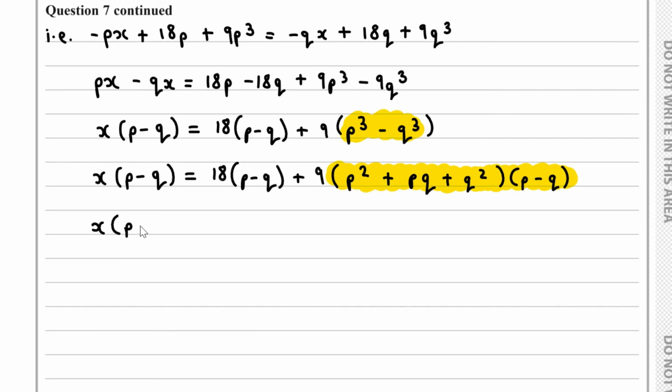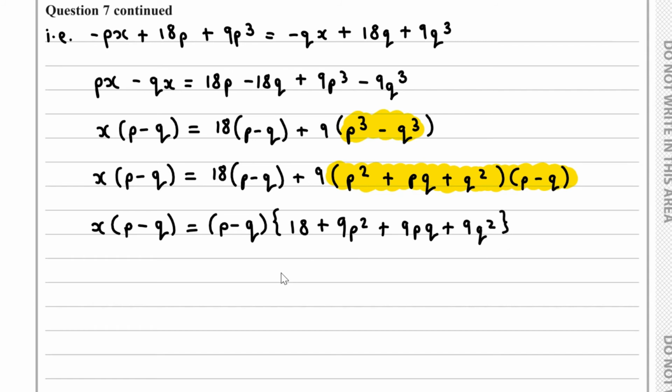So we've got x lots of p minus q equals p minus q lots of, well, we'd have 18 plus, and if I expand the 9 into this first bracket, we'd have 9p squared plus 9pq plus 9q squared. So the p minus q's cancel, and therefore we would be left with x equals this result over here.